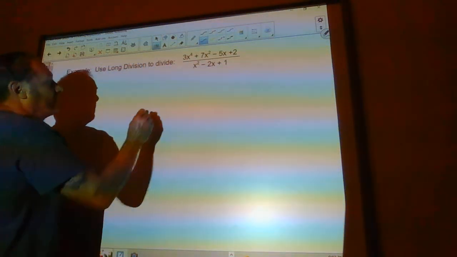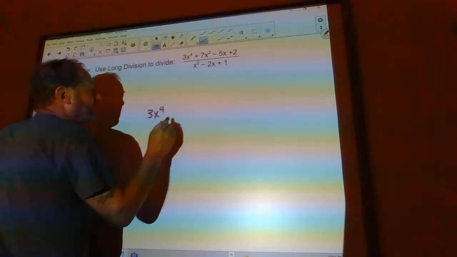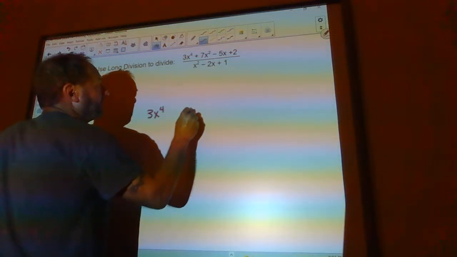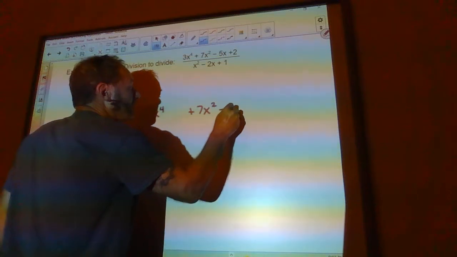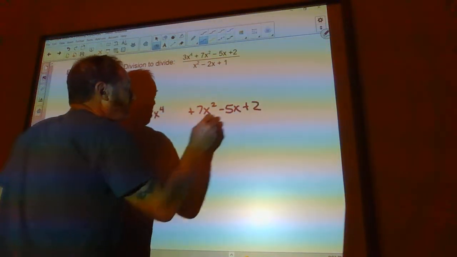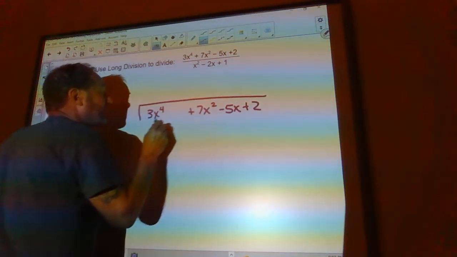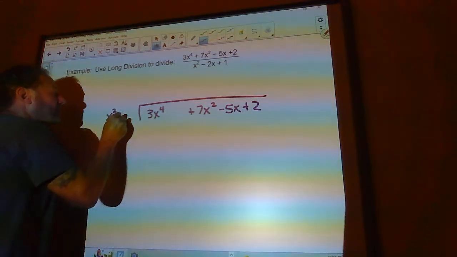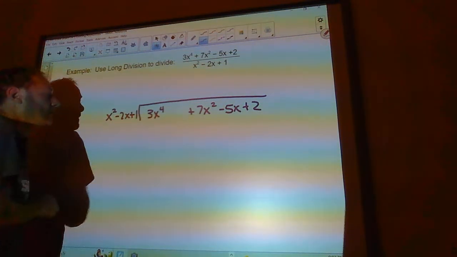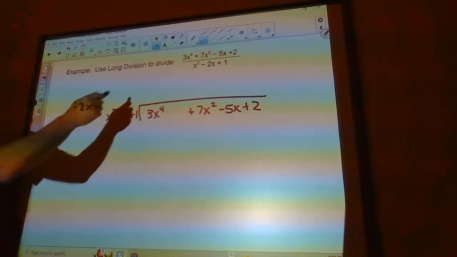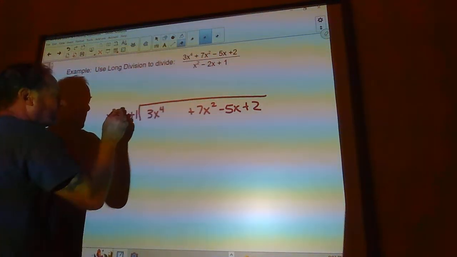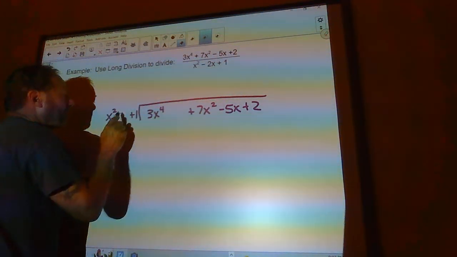Okay, so this is going to be 3x to the 4th. I don't have an x cubed, so I'm going to leave a space, plus 7x squared minus 5x plus 2, and I'm going to divide this by x squared minus 2x plus 1. Okay, I really like that too, so let's fix it.